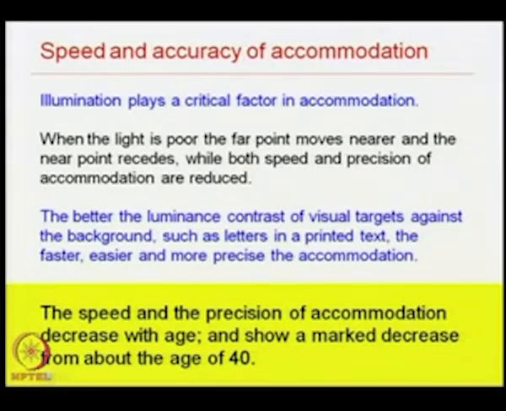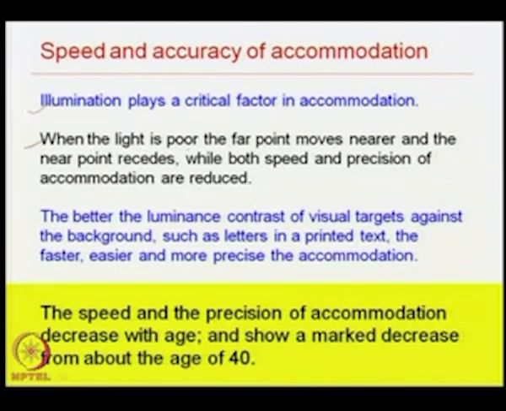Then, speed and accuracy of accommodation. Illumination plays a critical factor in accommodation that we just discussed. If less light is there, then the vision is blurred. When the light is poor, the far point moves nearer. We cannot concentrate on the far distance, and the near point recedes.